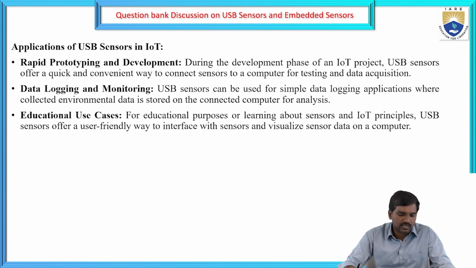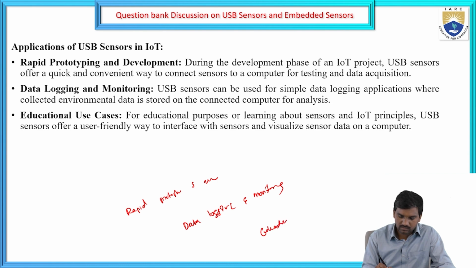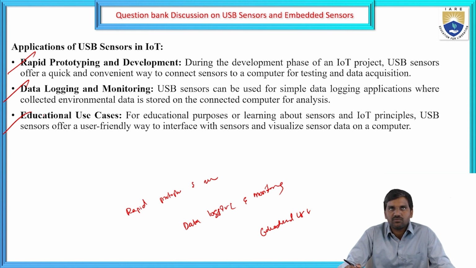And now the applications of USB sensors in IoT. Here: rapid prototyping and development, data logging and monitoring, and educational use cases. These are the three main types of applications of USB sensors in IoT.